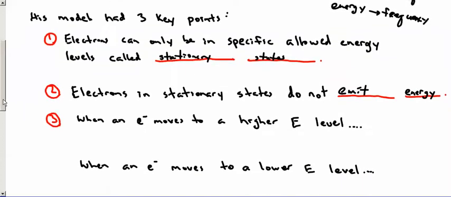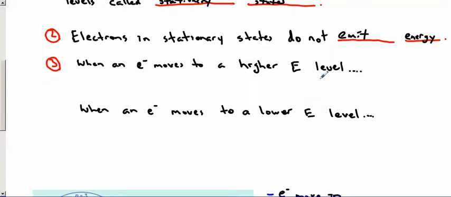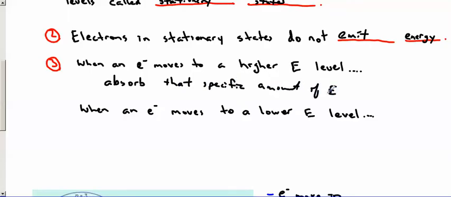It's very content there. Now, when an electron moves to a higher energy level, it needs to absorb that specific amount of energy. And if it moves to a lower energy level, it's got to emit that specific amount of energy.